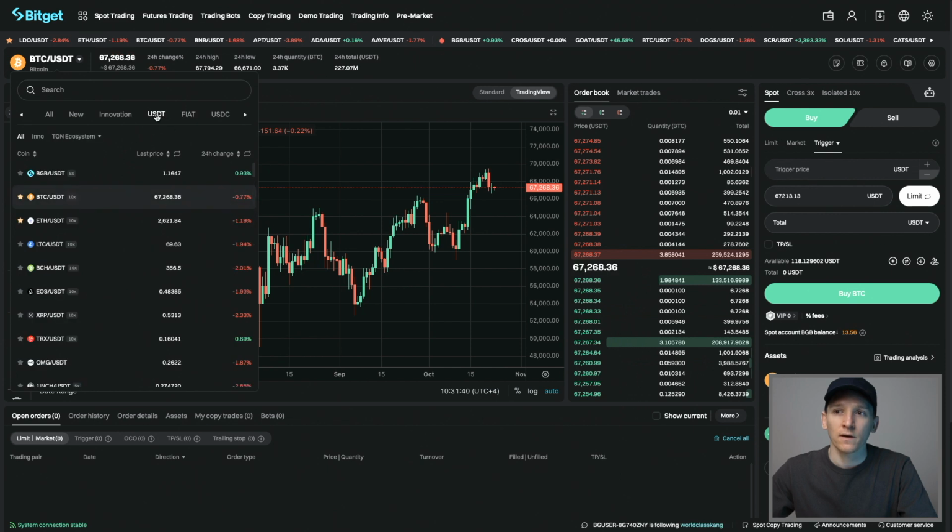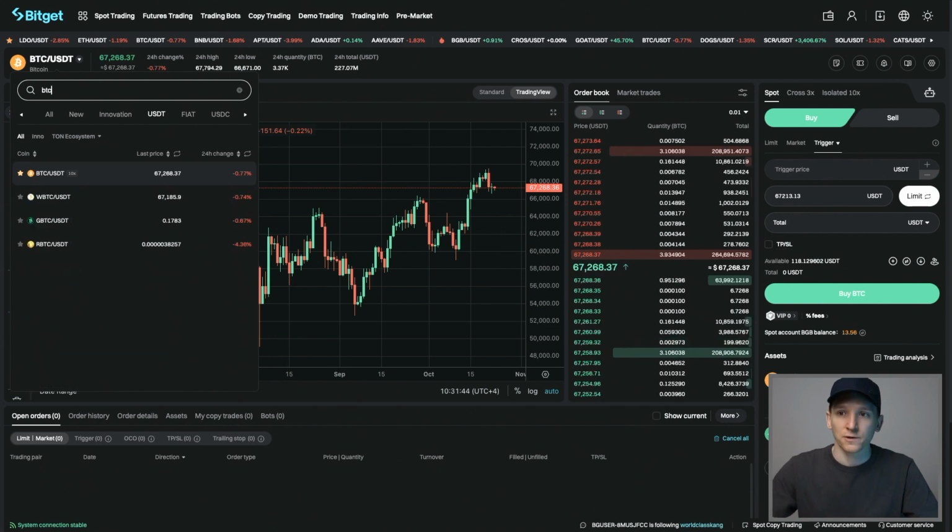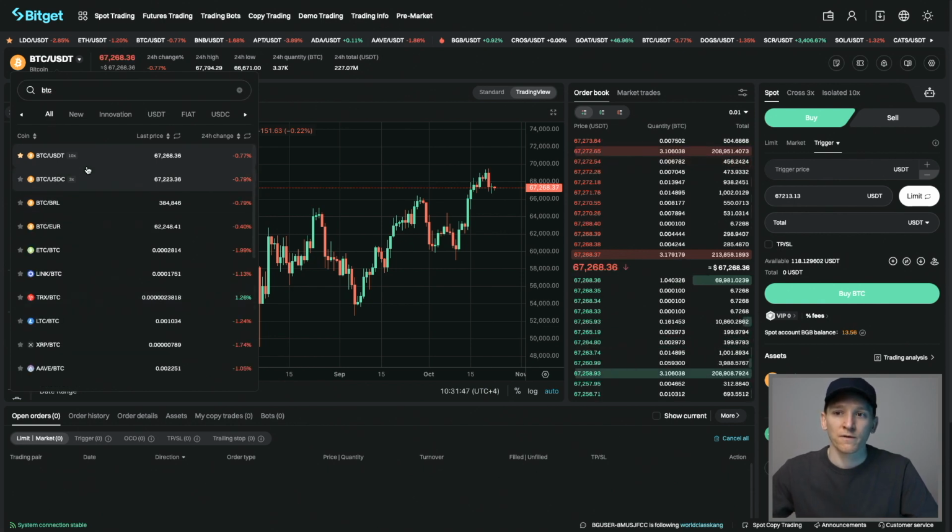So I'll click on USDT. These are the USDT pairs, and you can see them all here. You can also search, right? So if I just search BTC, and I go to all, you can see all of the pairs.